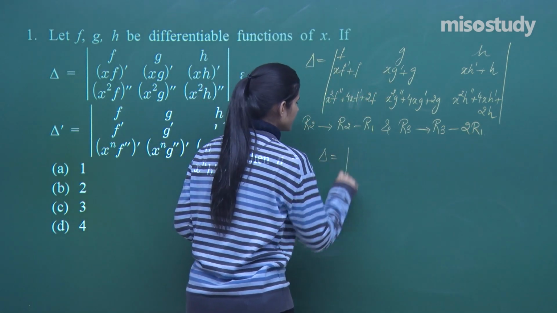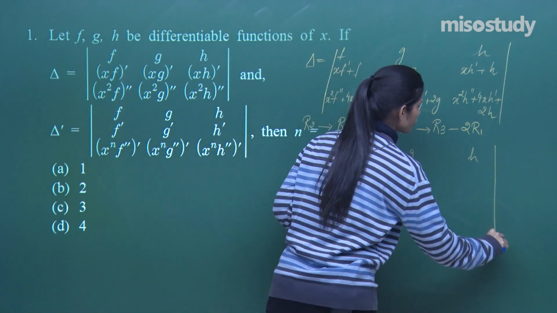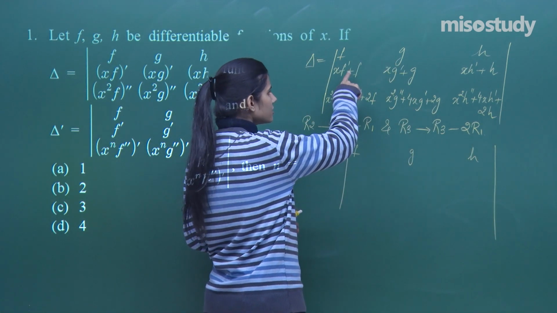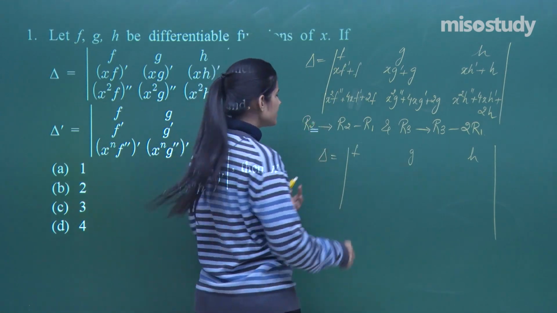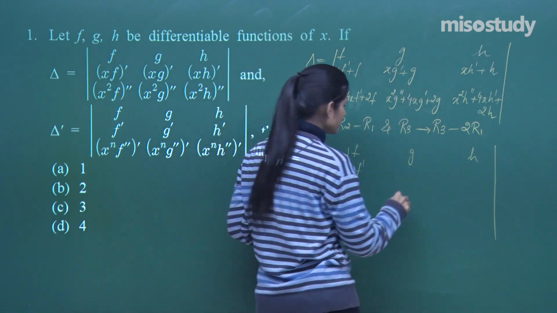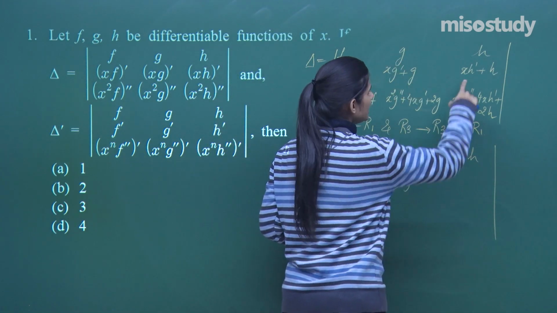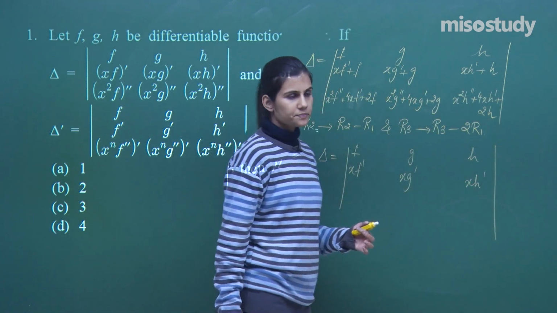In this case, delta turns out to be equal to first remains as it is, first row. Second is modified to second minus first. Xf dash plus F minus F leaves you with Xf dash. Xg dash plus G minus G leaves you with Xg dash. Xh dash plus H minus H leaves you with Xh dash.